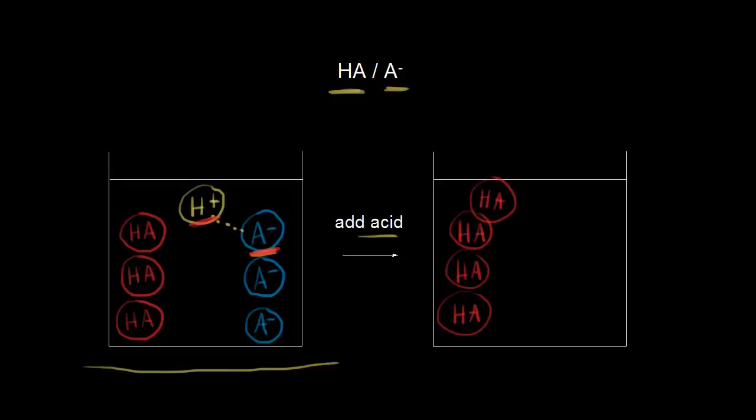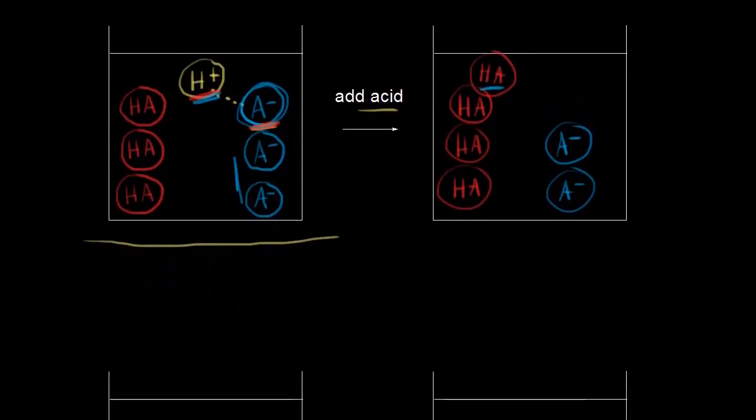What about A-? Well, we're going to use one of these up to make HA, right? So now we have only two of these left. So we're decreasing the concentration of A-. But what we've done is we've effectively removed protons from solution, and that's how a buffer is able to resist a change in pH if you add acid. What about if you add base?